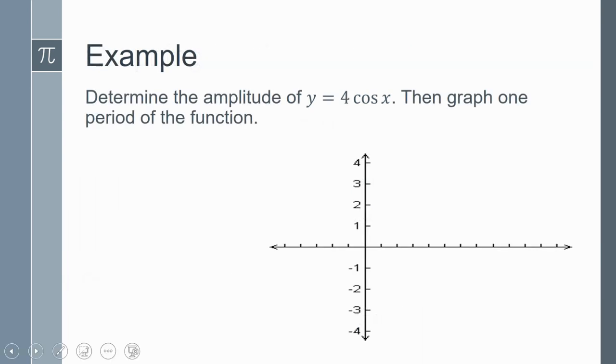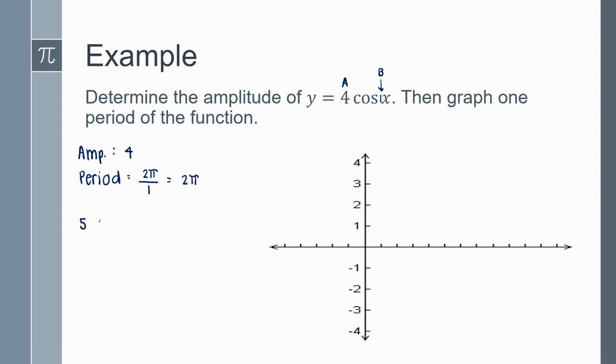Okay, so we're going to determine the amplitude of y equals 4 times the cosine of x, and then we will graph one period of this function. Remember, my a value is always the number that's in front, and my b value is always what is connected to the x term. My amplitude is the absolute value of a, and since a is positive, my amplitude stays positive. My period I calculate by doing 2 pi divided by the absolute value of b. Once again, if I don't see a number connected to x, it's 1. So my period is 2 pi.